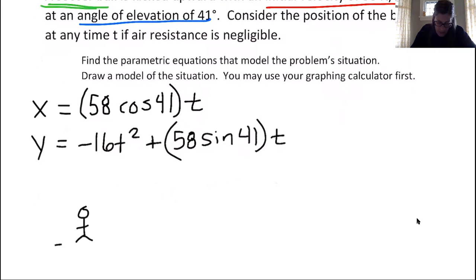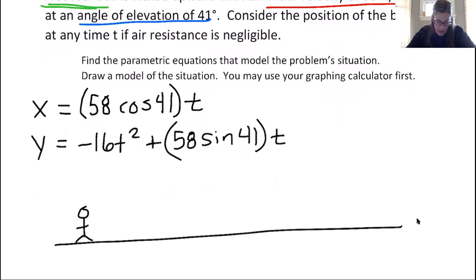Here's my soccer player. There's the ground, here's my soccer ball, and we're gonna kick the ball. The ball is gonna go up, and then the ball is gonna come down.